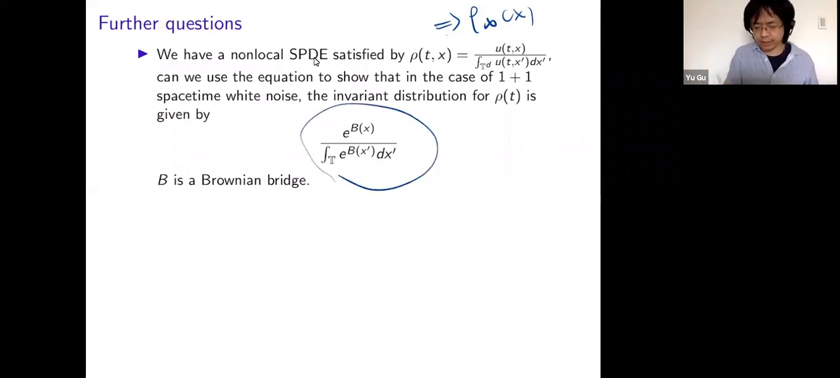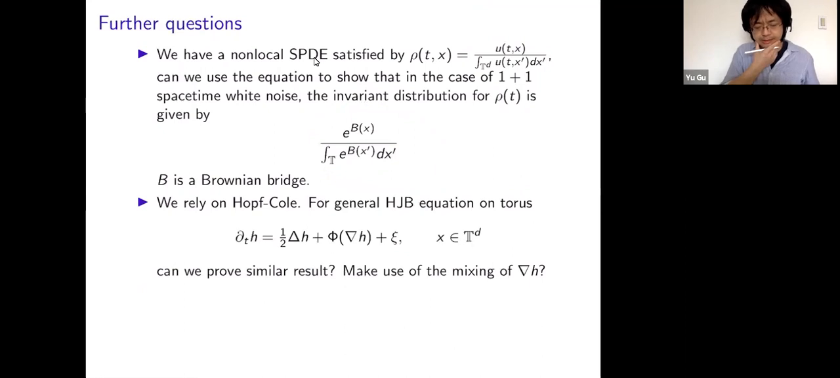Because rho is e to the h, and the invariant distribution for h is a Brownian bridge. So the invariant distribution for this rho is just exponential of B, where B is a Brownian bridge. So it's very natural to ask whether we can show this. I think typically when people show white noise is invariant under Burgers or Brownian bridge is invariant under KPZ, they use some discrete approximation or some other approximation of the KPZ.